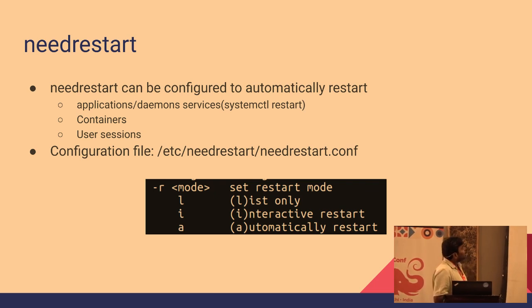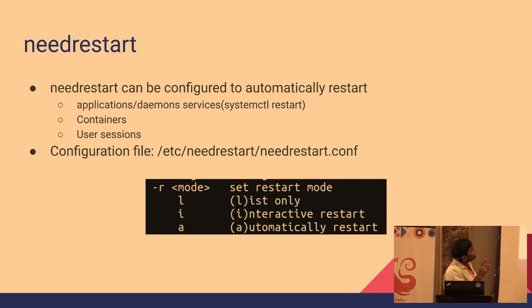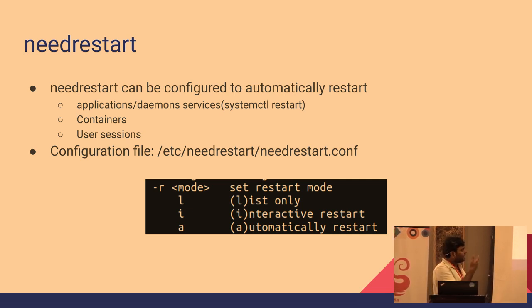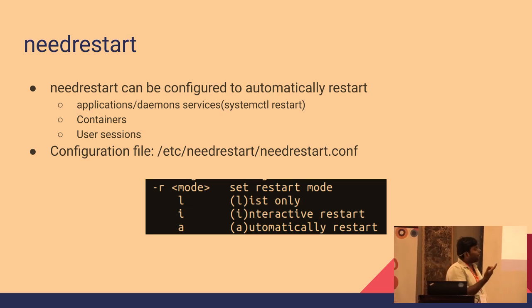It can be configured to automatically restart services, which are applications, your daemons, and containers and user sessions. I don't know how containers and user sessions work. I'll figure it out and let you know. We have a configuration file to define how you want it to be restarted, or you can use it in your program. You can use it like this: needrestart -r, and then you can just list out, or you can do it interactively if you are managing 1 or 2 systems, or you can do it automatically.